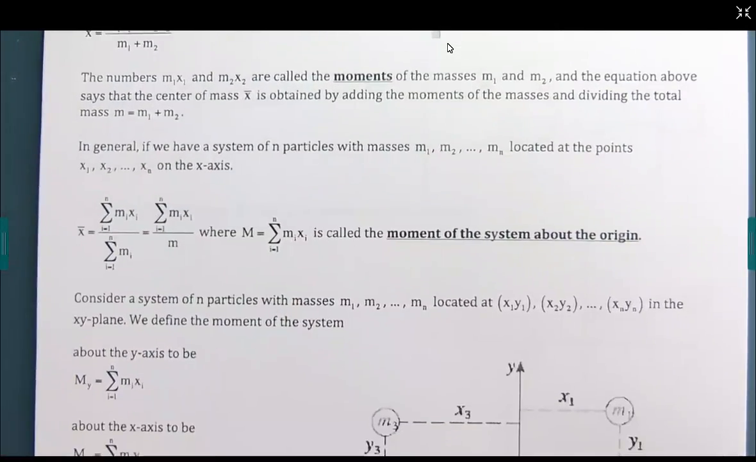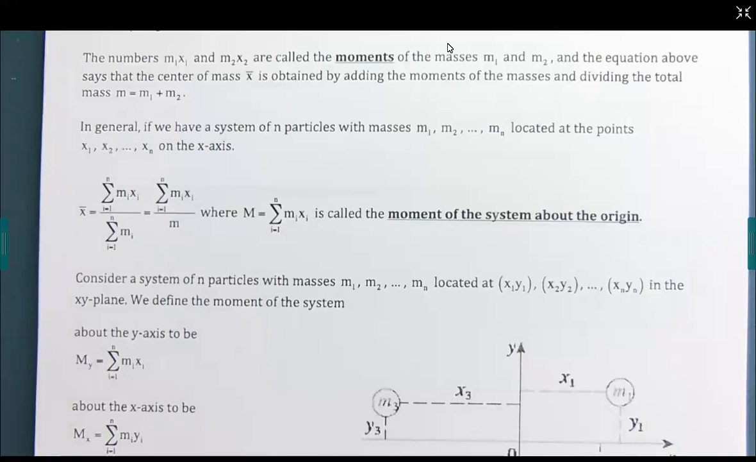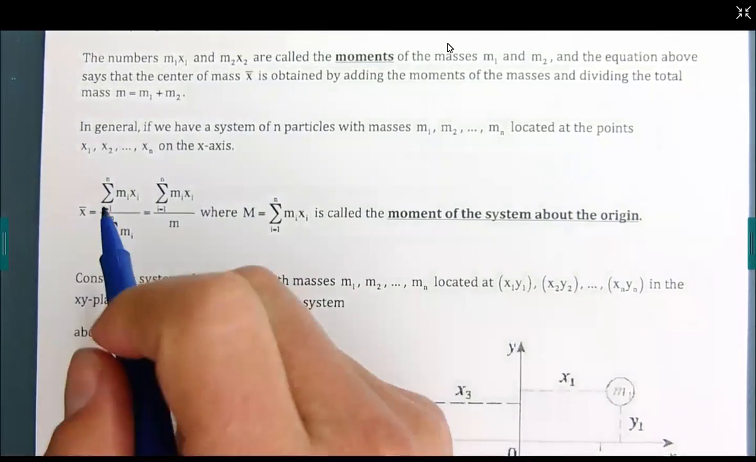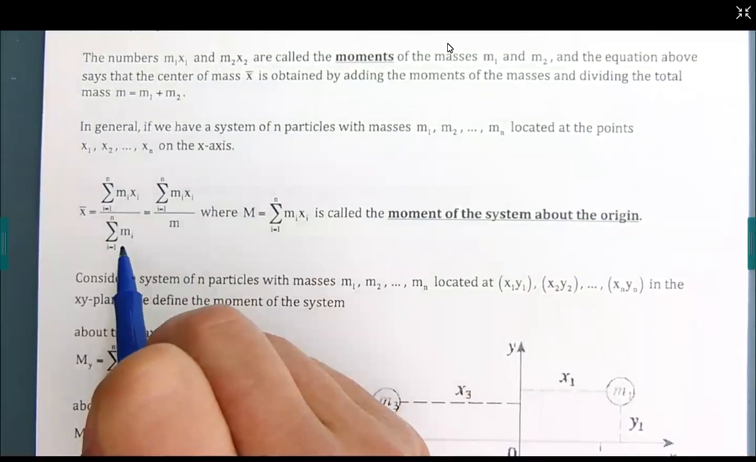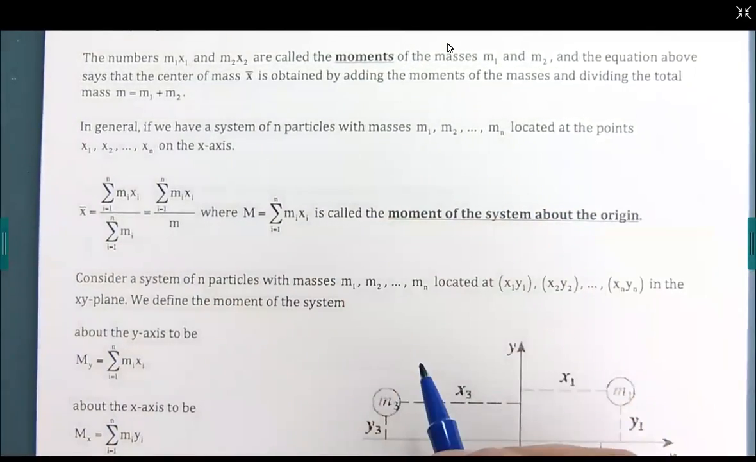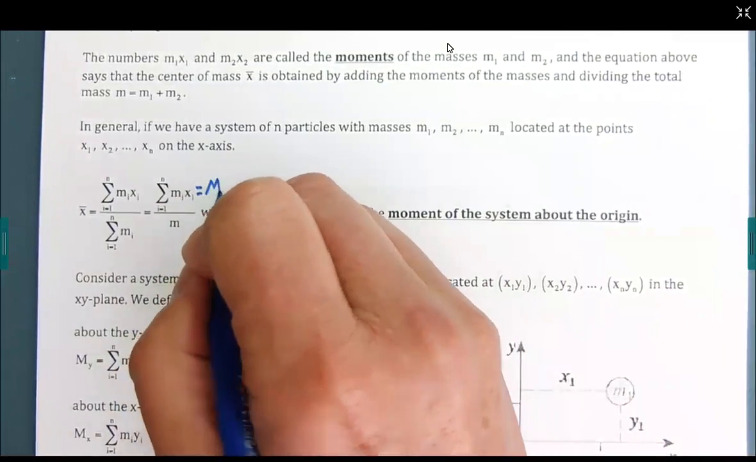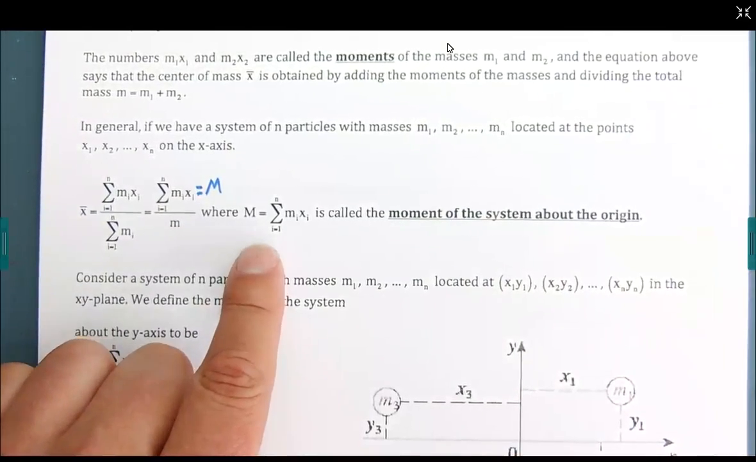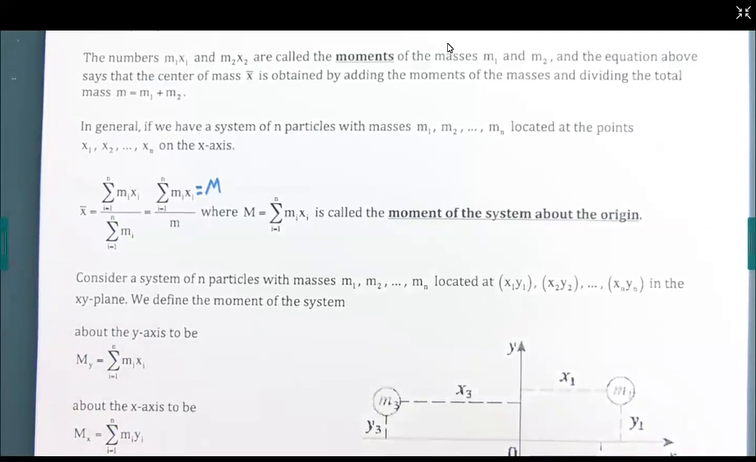So let's generalize a little bit. If we have a system of n particles with masses m sub 1 all the way to m sub n, located at the points x sub 1 all the way to x sub n on the x-axis, then our balance point, our center of mass, is going to be adding up all of the moments and dividing by the overall mass. Now, this we're calling the moment of the system about the origin. And in one dimension, it's not all that interesting. It's, in fact, even intuitive, I would say.